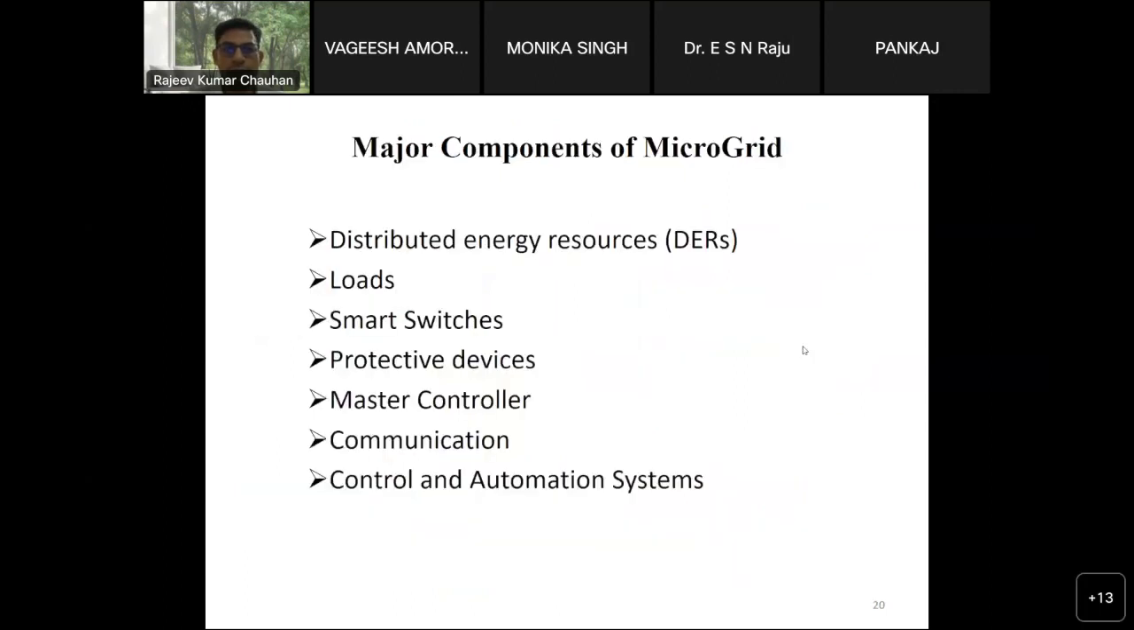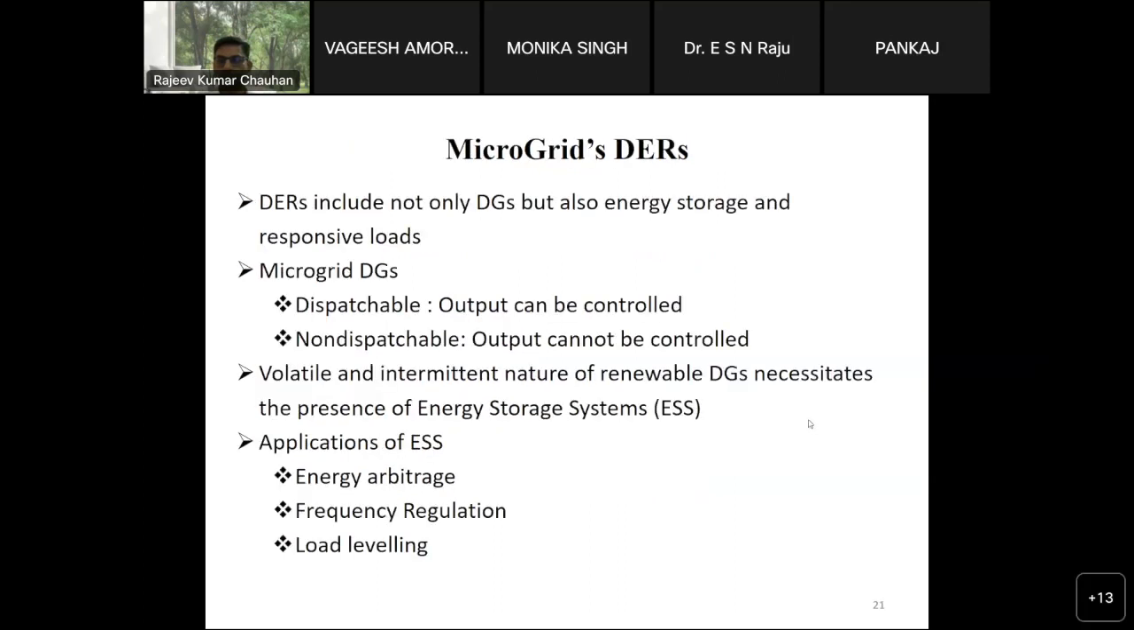So these are the main components of the microgrid. We have the distributed energy resources, that is the combination of DG technologies, energy storage and demand response loads. And we will have the loads, in that you will have critical as well as non-critical loads. You will have smart switches, protective devices, and the master control, called the MGCC, microgrid central controller. You will have control and automation, and you will have communication. I will go one by one.